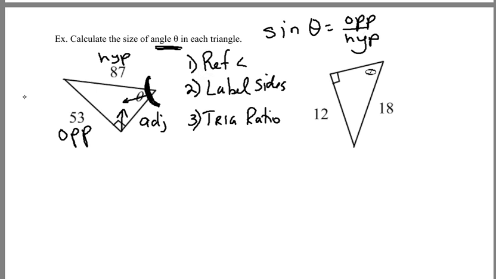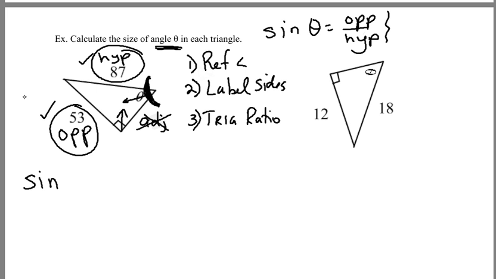In this case, again, if we want to find the angle, opposite is useful because we have it. Hypotenuse is useful because we have it. Adjacent doesn't do anything for us in this case. So what does that mean? Opposite and hypotenuse? We're doing sine of theta, opposite 53 over hypotenuse 87.